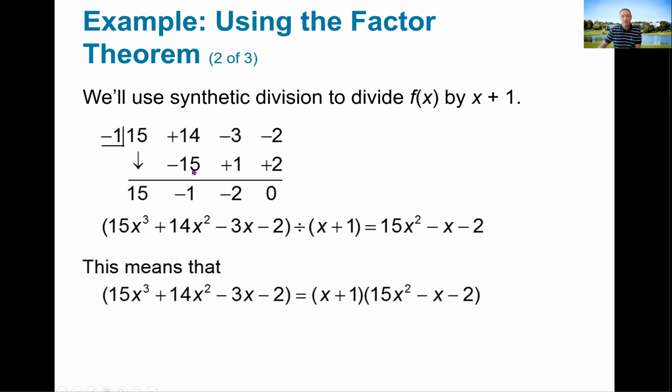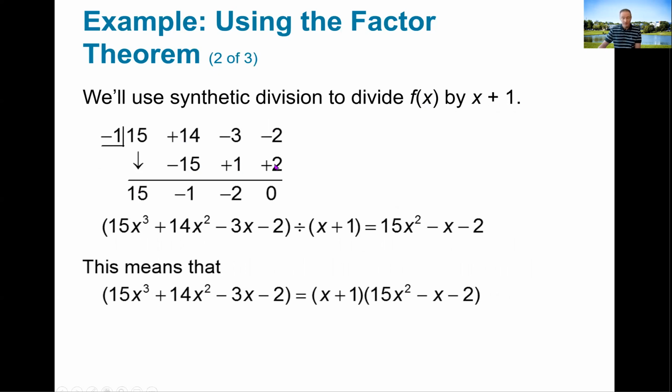We have positive 14 plus -15. Sums give us -1. -1 times -1 is a positive 1. We sum the next column. -3 plus 1 is -2. -1 times -2 is 2.